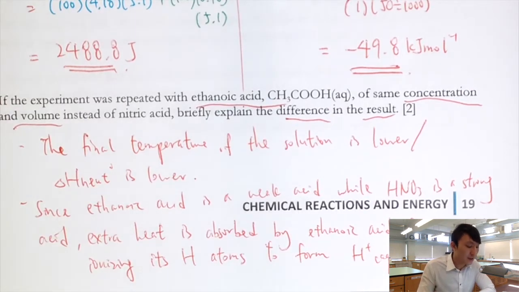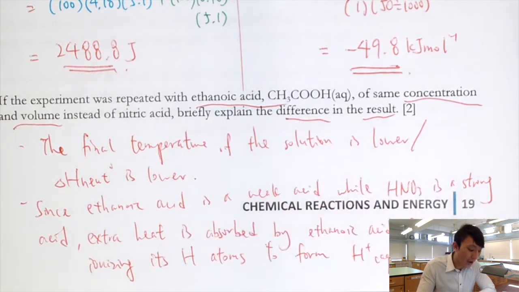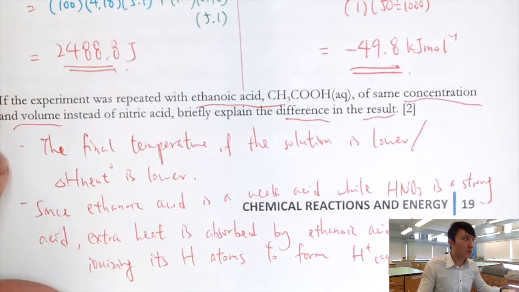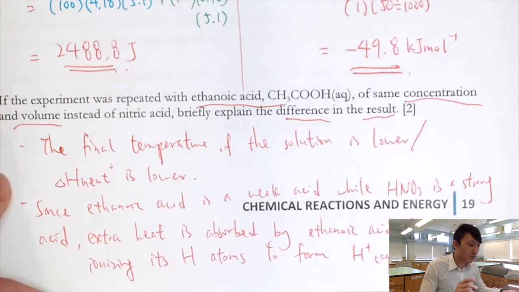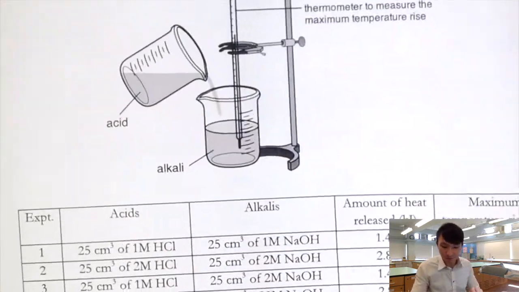I think at least you need to mention that since ethanoic acid is a weak acid, while HNO3 is a strong acid, at least you need to mention about this. Now, the next part may not be necessary because it would be quite difficult. All right. So let's move on to the next part. Actually, we haven't finished this experiment because there is also one very common and maybe difficult part that we need to discuss, which is here.